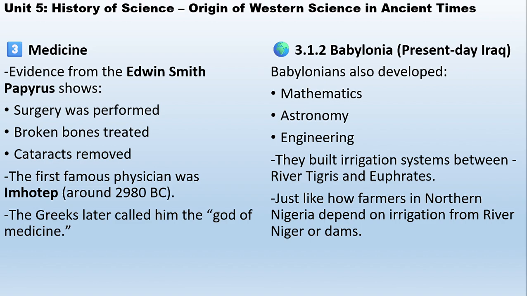So we've talked about calendar and astronomy, mathematics, and medicine. These are the three things that the Egyptians were able to contribute to science because they were the ancient scientists. That is where ancient Western science started first. So they were able to develop these three things. So let's go to Babylonia.